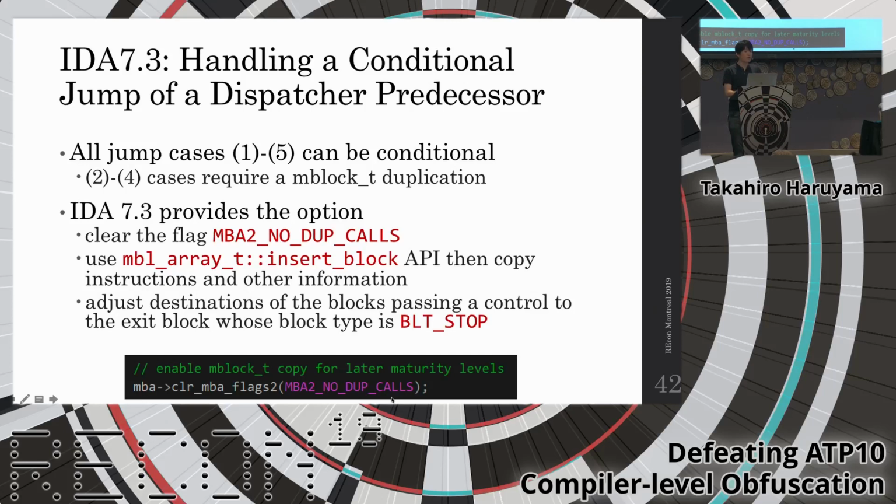So the modified code clears the flag, then uses insert block API to make an empty basic block, then copy instructions flow and other information. It also adjusts destinations of some basic blocks because the API updates some block numbers related to the exit block.